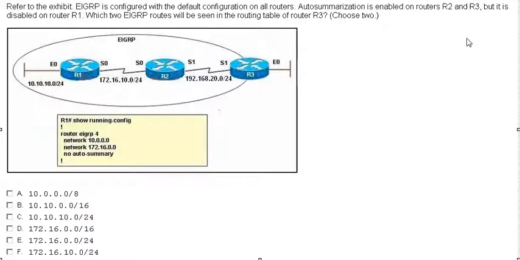But it is disabled on router 1. Which two EIGRP routes will be seen in the routing table of router 3? You have two choices.